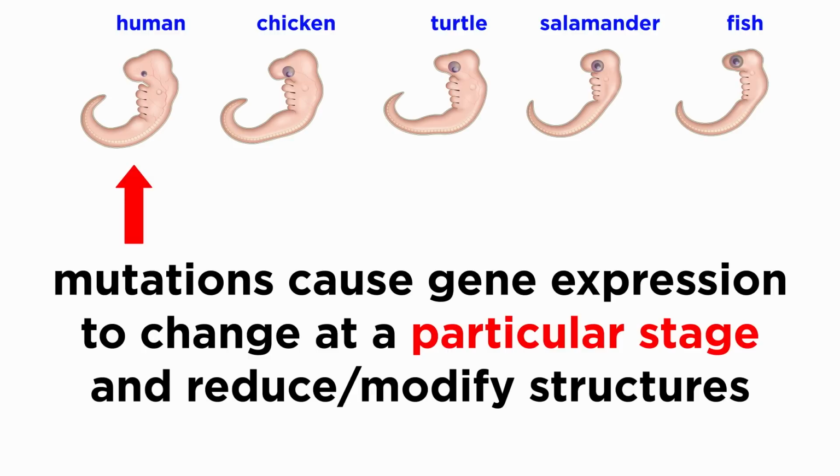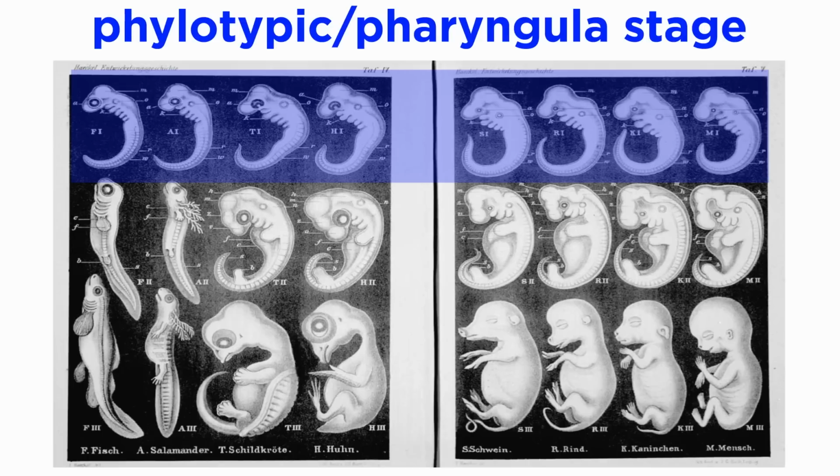But it makes perfect sense in the context of evolution, where development begins a certain way, and then mutations cause gene expression to change at a particular stage, where existing structures then become reduced or modified. What Haeckel correctly showed was that all chordates go through a phylotypic or pharyngula stage, where the embryos of animals as diverse as elephants and sharks look extremely similar.